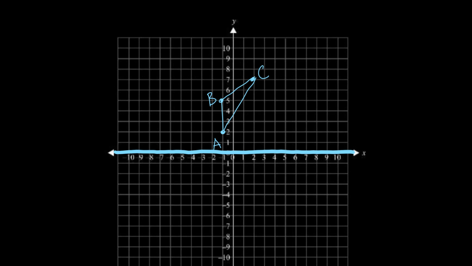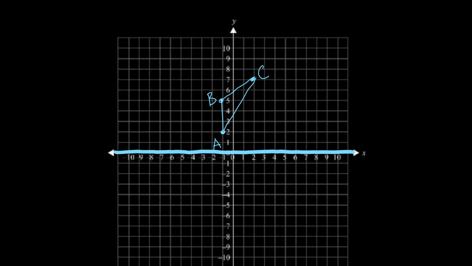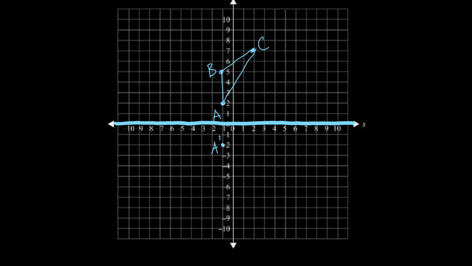So, how far is A away from our line? 2. So, on the other side of the line, I'm going to go 2 away and put my new A, my A prime. How far is B away? 5. So, I'm going to count 5 to the other side. How far is C away? So I'm going to count 7 to the other side. And I have now reflected my shape.